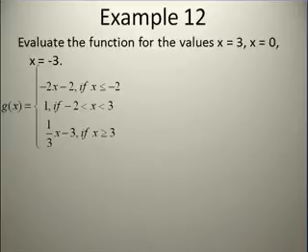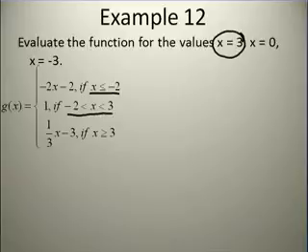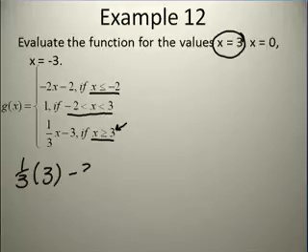In example 12, I want to evaluate the function for the values x equals 3, x equals 0, and x equals -3. So in order to do that, I need to find on the function when does x equal 3. Well, if I substitute 3 in here, I've got 3 is less than or equal to -2. That's false. If I substitute it in here, that again is false. But if I substitute the 3 in here, I get a true statement. So I'm going to use this function. So I have 1/3 of 3 minus 3, 1 minus 3, so I get -2. So when x equals 3, my function will equal -2.